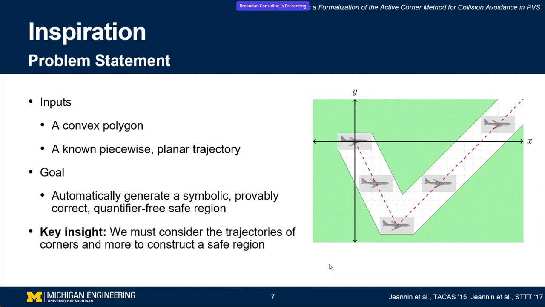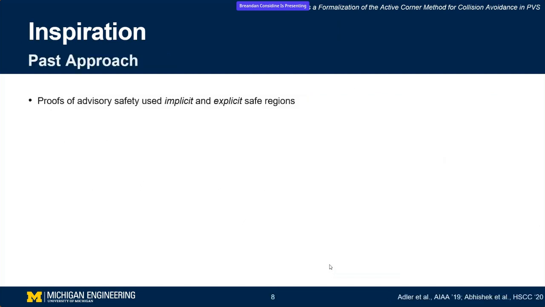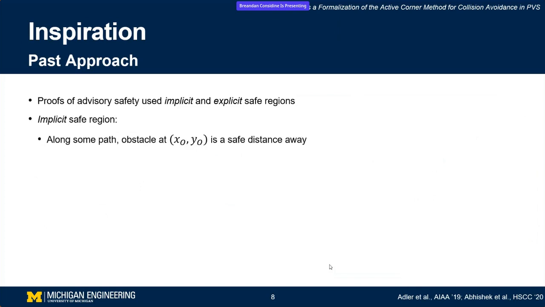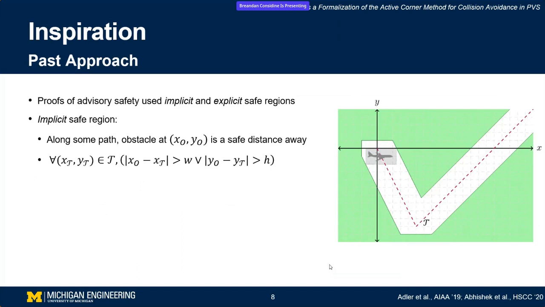So the key insight behind this work is that in order to construct these safe regions, we need to consider the trajectories of corners, but we also need to go a little bit further than just following corners. So in the past, proofs of this sort of advisory or trajectory safety have used two different representations of the safe region. The first of these is an implicit safe region, which follows an intuitive definition of what a collision avoidance property might look like, which is to say along a path, an obstacle at some coordinates is a safe distance away, right?